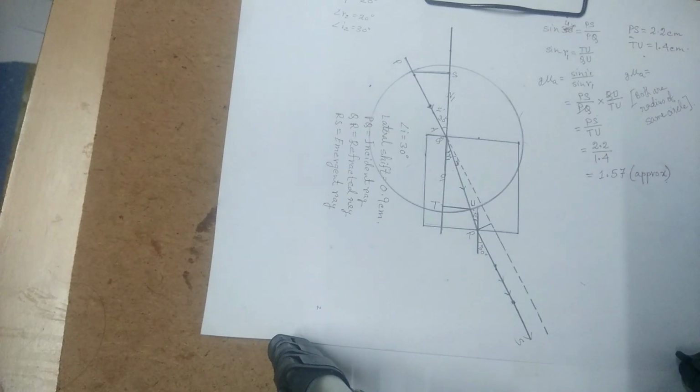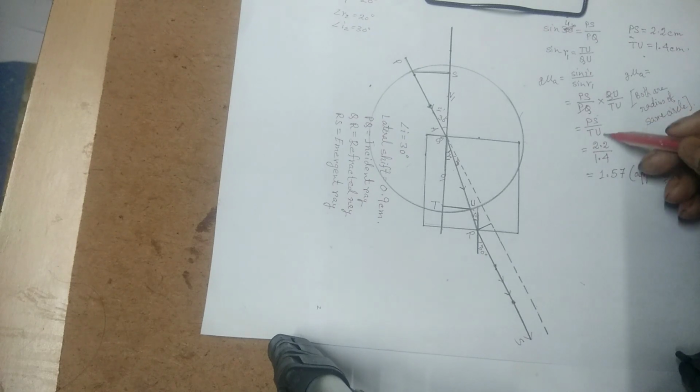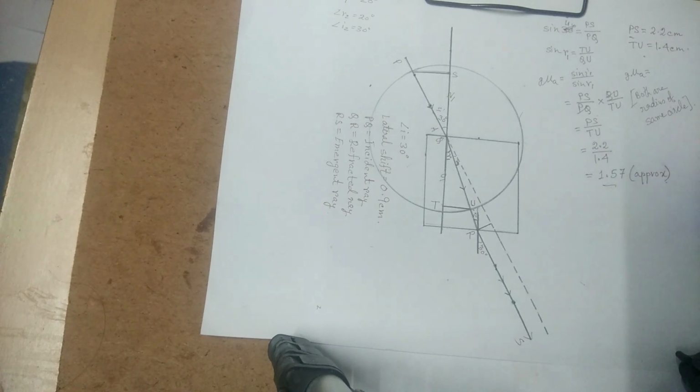Right? Now I put the value here, that is PS by TU, that is 2.2 and 1.4. If we divide 2.2 by 1.4, we get 1.57. Therefore, we are finding the refractive index of glass with respect to air is 1.57 approx. Right? In this way, you can find the refractive index.